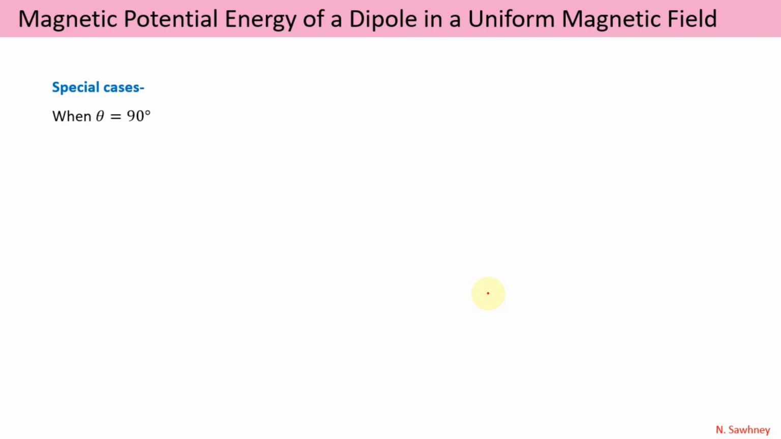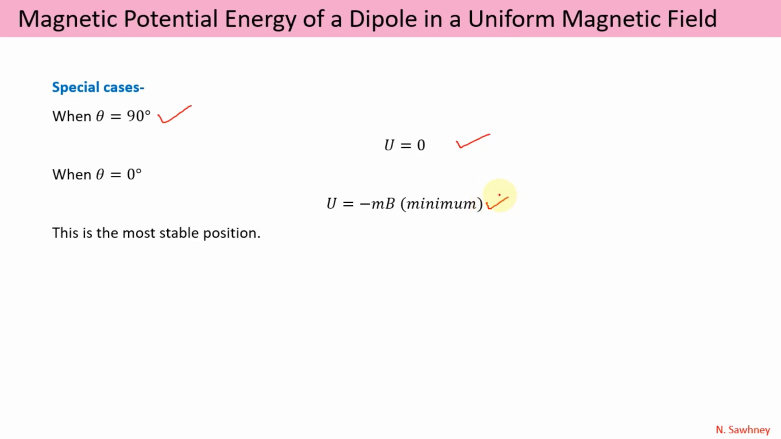There can be a few special cases, like when θ is equal to 90 degrees, the potential energy will be 0, and when θ is equal to 0, the potential energy will be minimum, which is the most stable position.